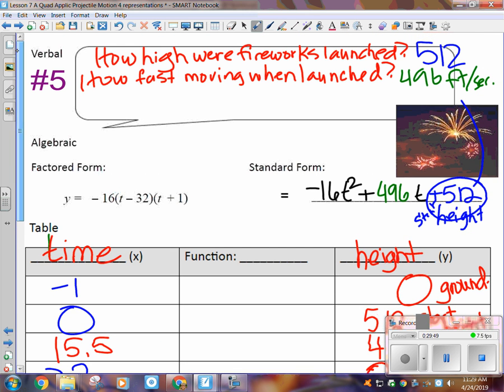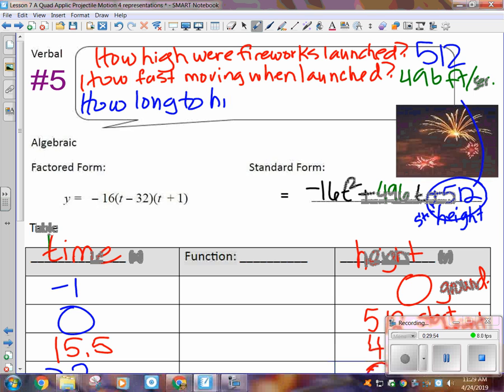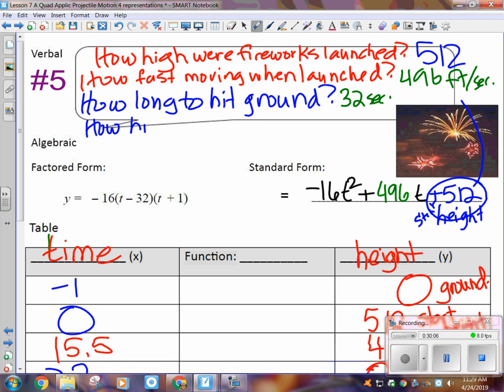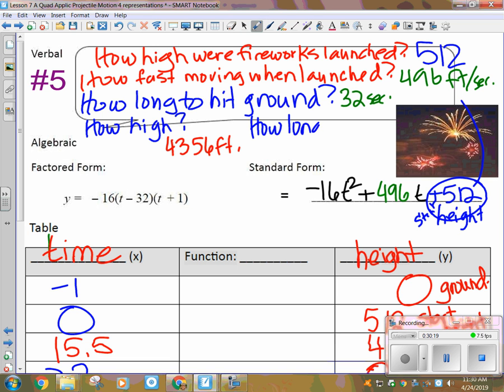So there were some other questions. How long to hit the ground? 32 seconds. How high did they go? 43.56 feet. How long does it take to get there? There's a bunch of questions. How long does it take to get to 4,356 feet?